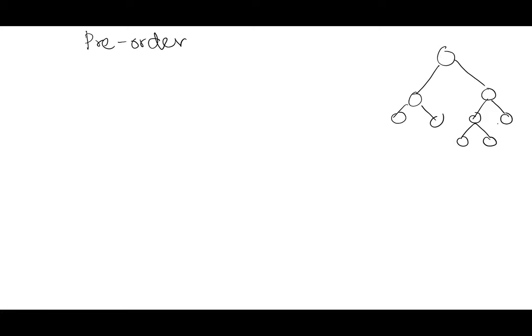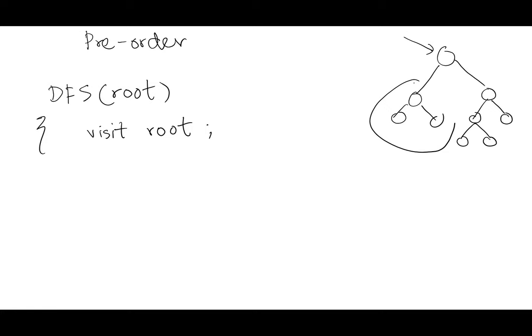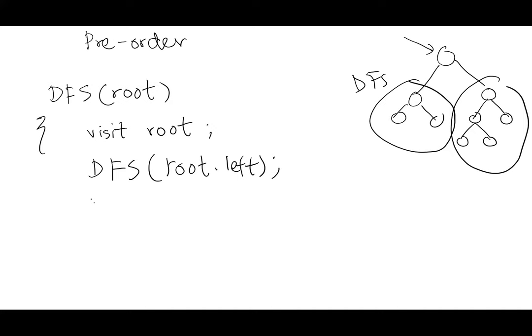If you remember the DFS, we did it on a tree, right? So suppose this was the tree. We wanted to traverse it using a pre-order method. So we started DFS with the root, and we first visited the root, because this is pre-order, so we have to visit the root first. And then we again called DFS on the left subtree, and then we called DFS on the right subtree. So you see that here we have called this DFS function recursively. We have called DFS inside DFS.